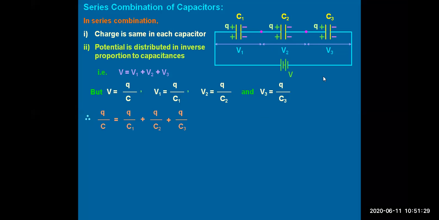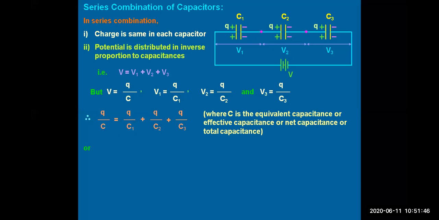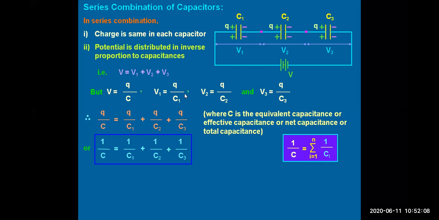So if you remove out Q, what will you get? How can I write it? I'm removing Q common. So what will be my expression? 1 by C1 plus 1 by C2 plus 1 by C3. Very good, Preeti. So if you take out Q common, you will get 1 by C1 plus 1 by C2 plus 1 by C3. Since the equivalent capacitance is 1 by C here, this is our final expression. Instead of writing CS, you can just write it as C. So this is how you have to do your derivation for series combination.